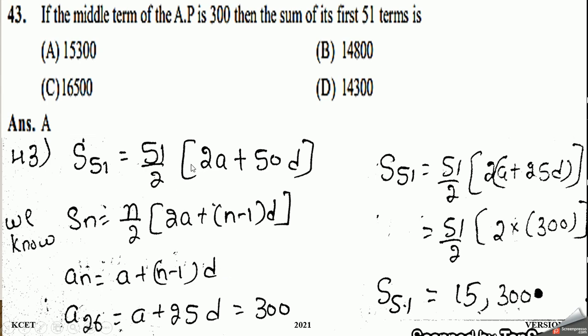Now I'm going to split this as already they have given us the middle term, which is the 26th term, given by the formula a plus n minus 1 into d. a plus 25d is 300. From these two I'll take 2 common. a plus 25d, substitute as 300. We are going to get the result as 15,300. Option A is the answer.